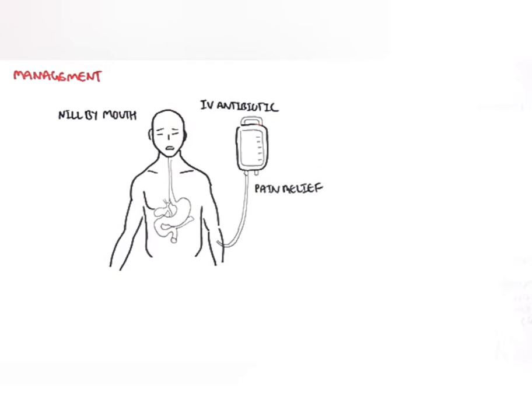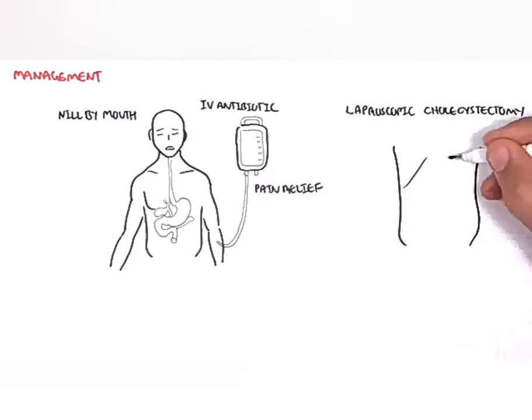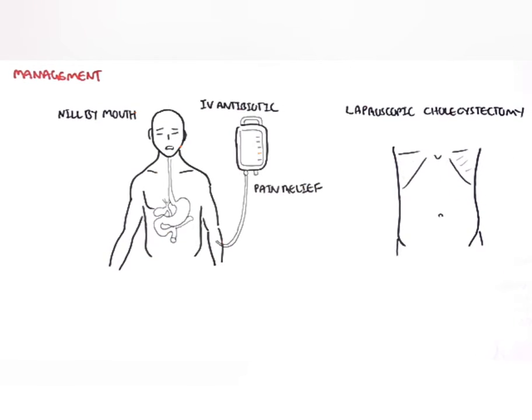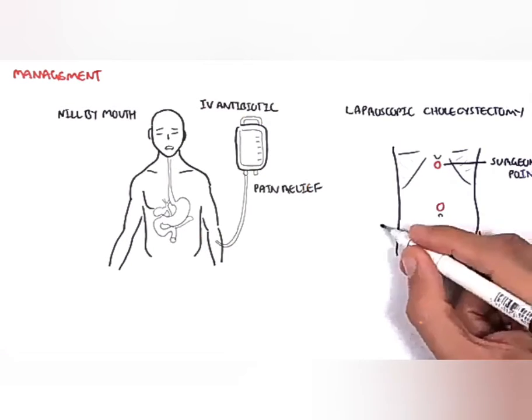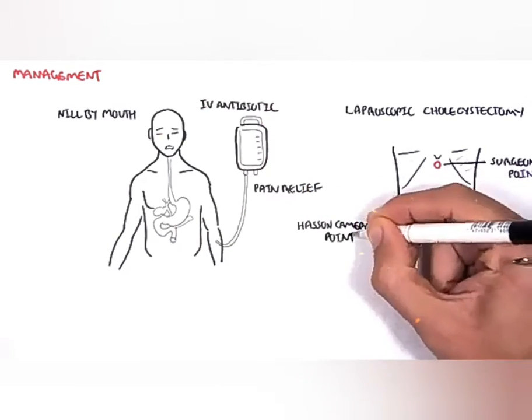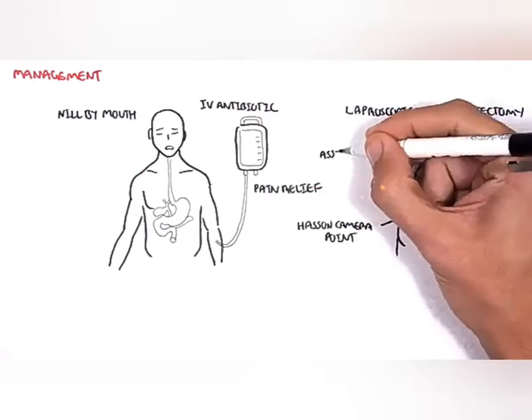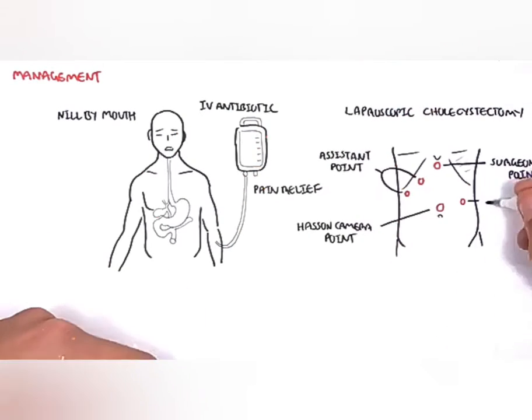Surgery can be done laparoscopically or open. Laparoscopic cholecystectomy is done over open cholecystectomy. In laparoscopic cholecystectomy, there are a few ports or holes in the abdomen that can be made. These include the surgeon point under the xiphisternum, the Hassan camera point, the assistant point, and the accessory point.